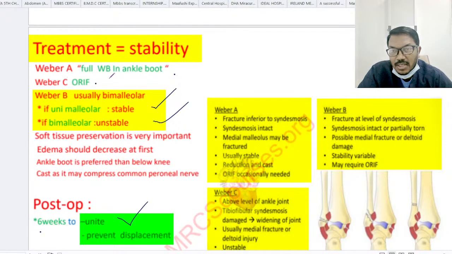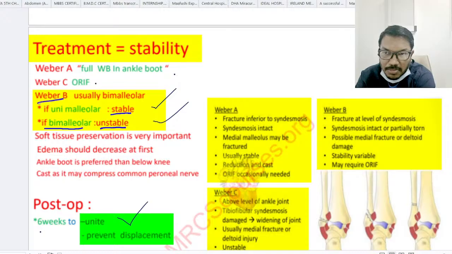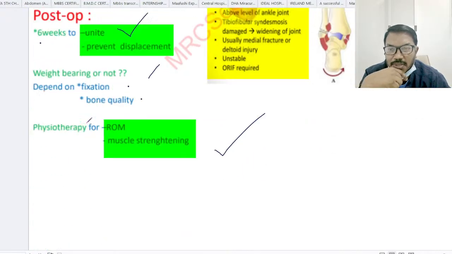If it is Weber A, full cast, ankle boot. Weber B usually depends on the stability. If it is stable, if unilateral, okay, it will be stable if only unilateral. And if it is bilateral, then it is unstable. Weber type B. And type C requires internal fixation. You can read here Weber type A, type B, and type C. Already we have seen, and treatment also we have seen.